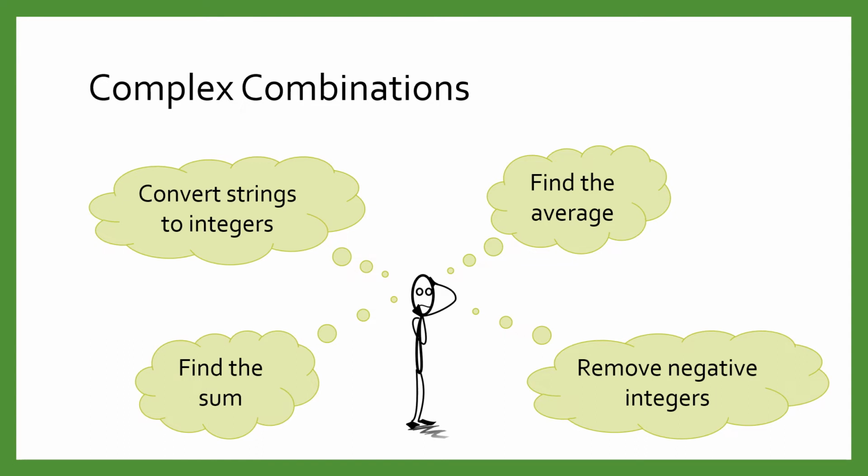Let's say that we want to add up all the negative numbers in a list. You could write a for loop that combines the filter pattern and the count pattern. You might even succeed. But what if you also needed to convert all the elements from strings to integers first? What if you also need to find the average? Suddenly, combining all of these patterns becomes difficult.